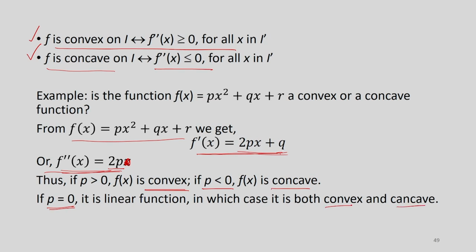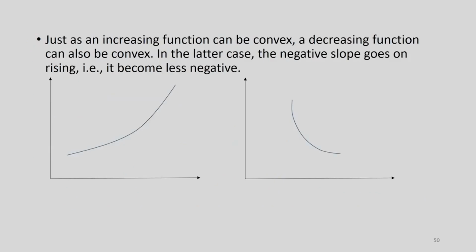So, this is an application of the rule that we have just talked about, the sign of the second derivative. Now, just as an increasing function can be convex, here is an increasing function which is convex on the left. How do I know? You can just verify that the slope is rising. Okay, the slope is rising, that is why it is convex.